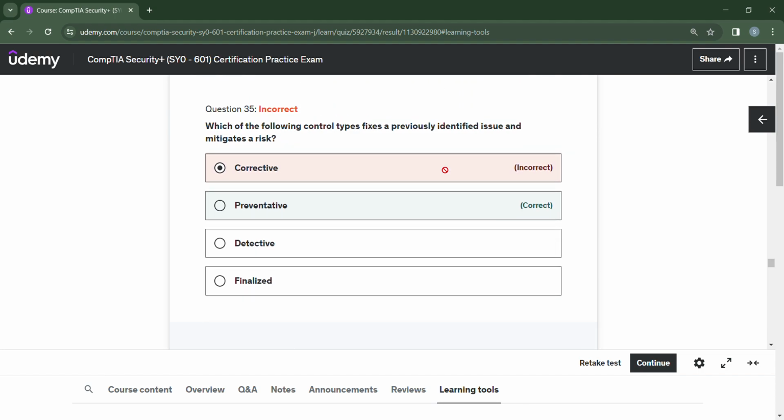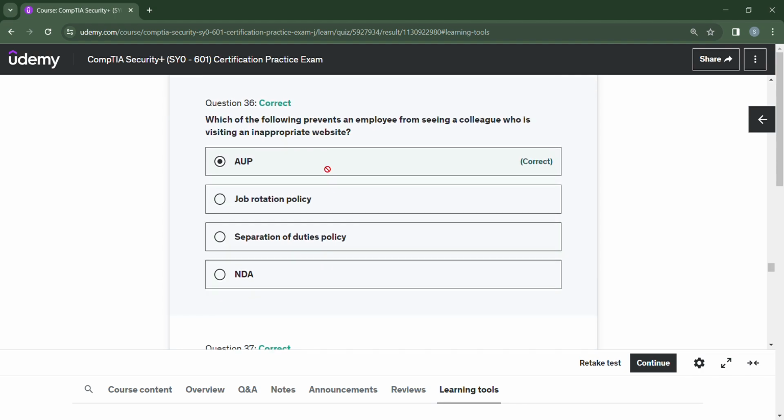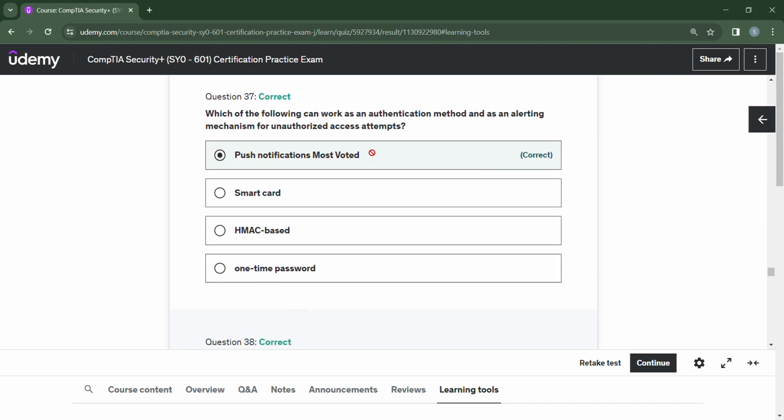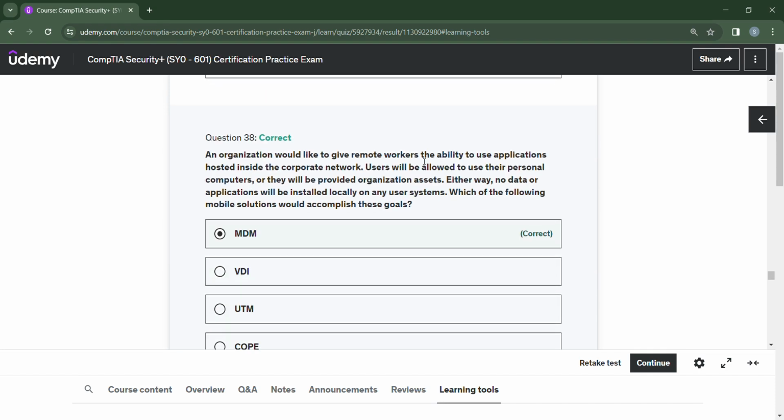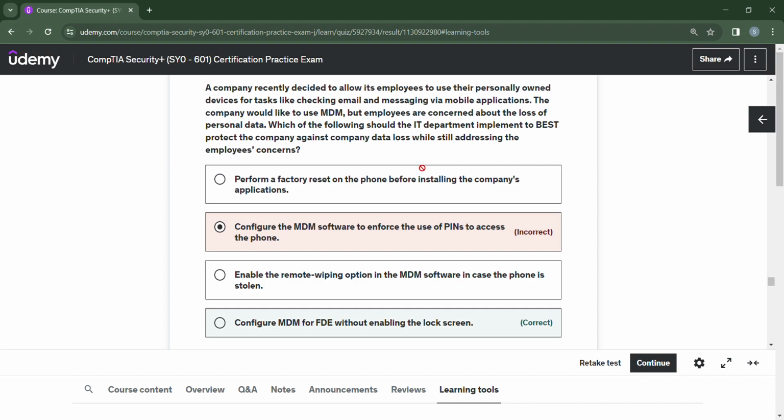Fixes a previously identified issue and mitigates a risk. Preventative. So I got that one wrong. I went with corrective. Acceptable use policy prevents colleagues from visiting inappropriate websites. Push notifications as an authentication method and alerting mechanism. MDM for mobile phones, setting the rules for mobile phone use. Oh, okay, I got this one wrong.